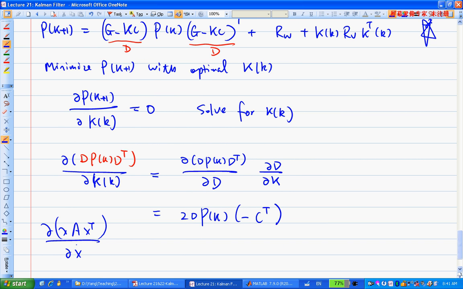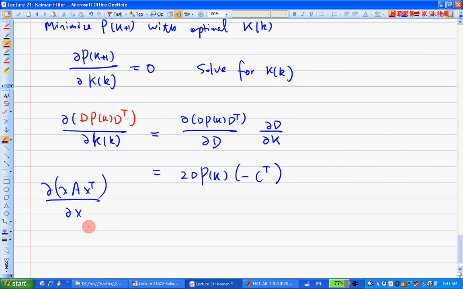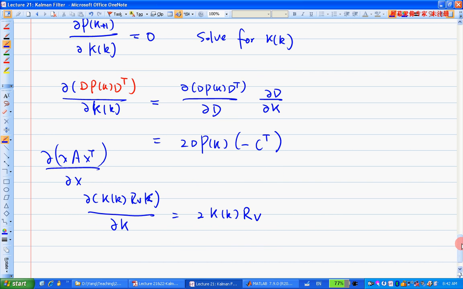Let's think about this one. So partial derivative of the other term, partial of K RV K over this K, okay, that equals 2. 2 what? 2K, yeah, 2K and RV transpose. RV, not transpose, RV just, yeah. Right? Yeah. So, put them together.